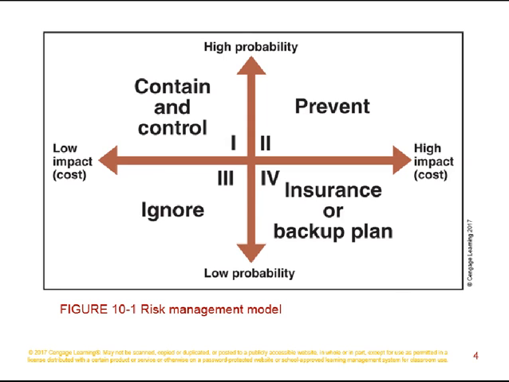And here we see the risk management model in a Gartner-like quadrant. Low probability and low impact threats are basically ignored. Low probability but high impact are where you develop an insurance or backup plan. High probability but low impact you contain and control, and then high probability and high impact you prevent.